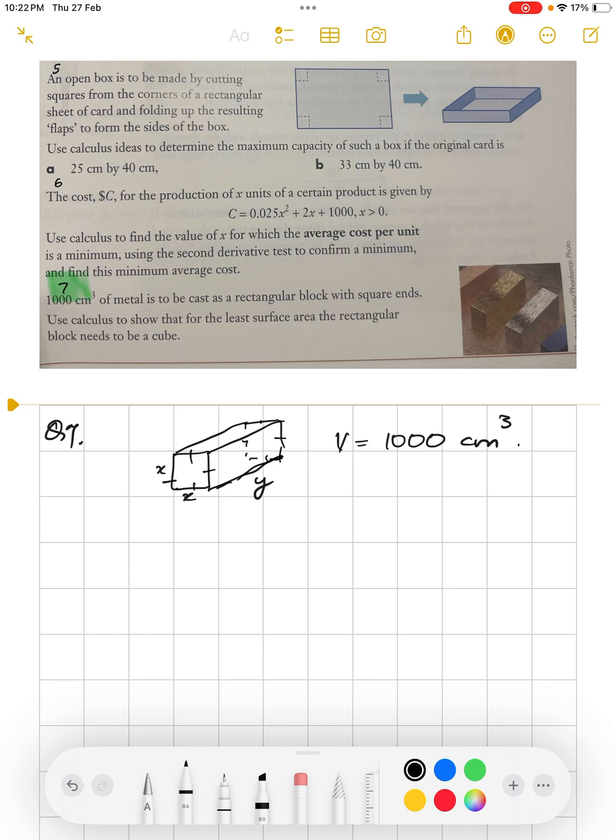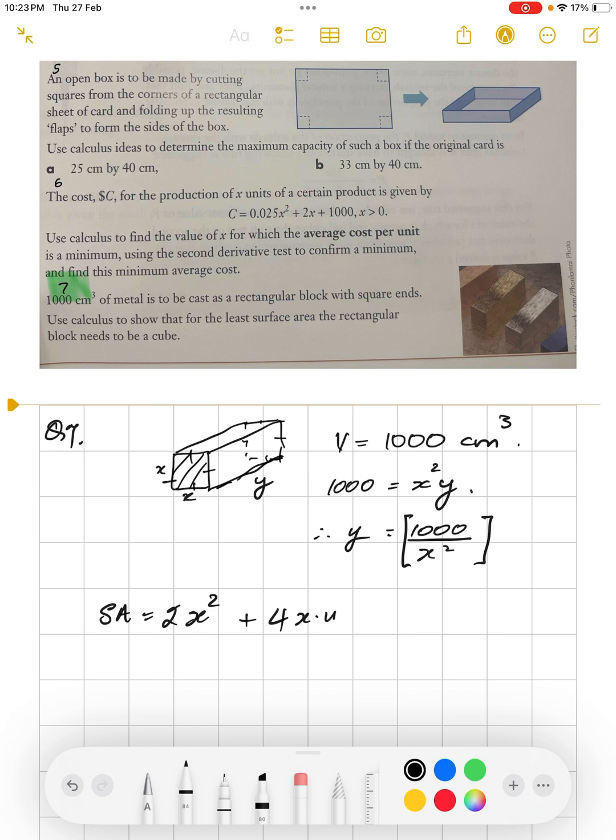So what's the dimension? It says use calculus to show that for the least surface area, it needs to be a cube. Well, let's look at the surface area. First of all, we need a formula for volume, and we learned that 1,000 will equal x times y. Therefore, our length has to be 1,000 over x squared. So that's what our length is. And our surface area will be 2 squares, so 2x squared, and 4 walls, which are x by y, x by y, x by y.